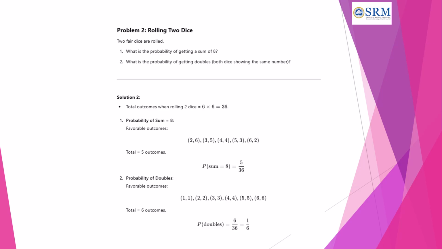For the probability of rolling doubles, both dice showing the same number, there are 6 outcomes like 1-1, 2-2 and so on. Thus, the chance of getting doubles is 6 out of 36, which simplifies to 1 out of 6.